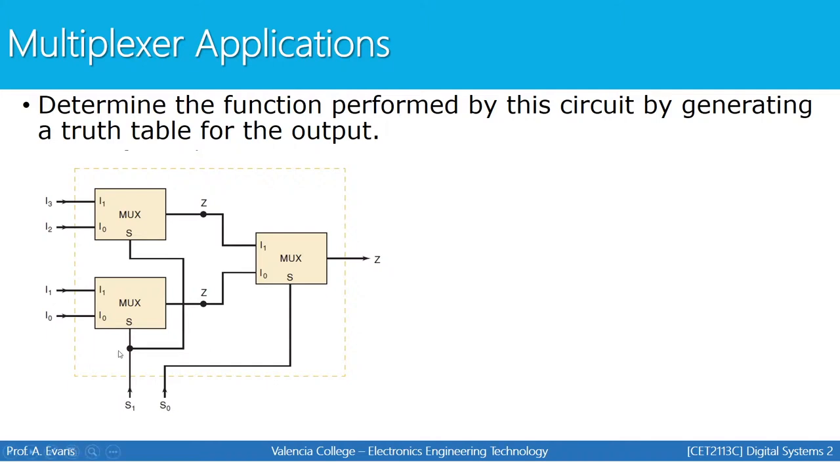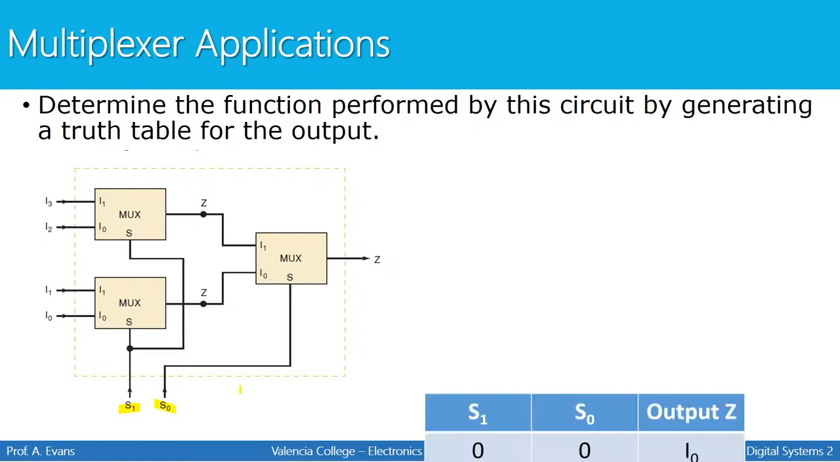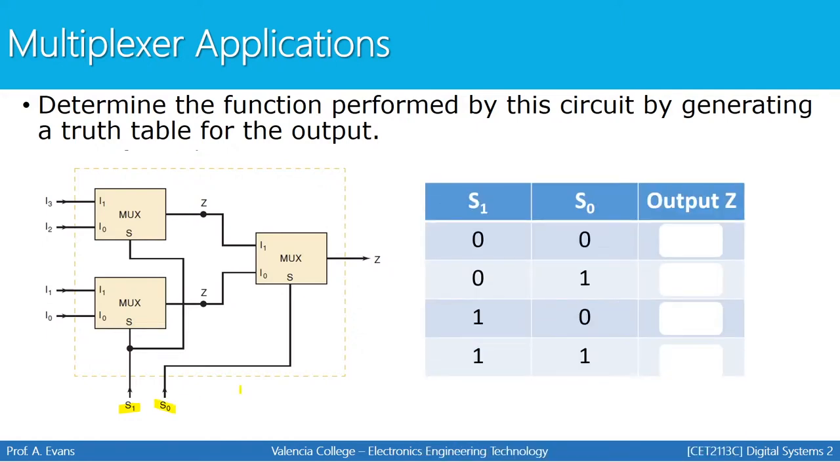So with this circuit, we have three muxes. Each one is a 2-input mux. Notice the two muxes on the left are controlled by S1. The mux on the right is controlled by S0. So what we're going to do is create a truth table to describe which one of our four inputs is going to pass to the output depending on S1 and S0.